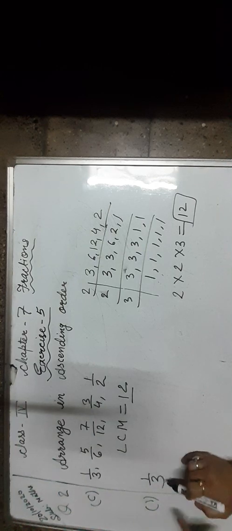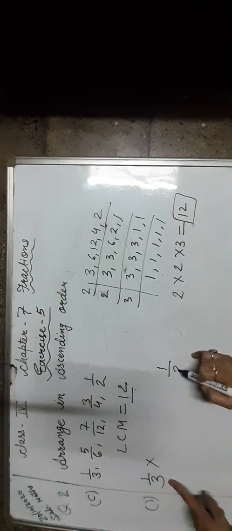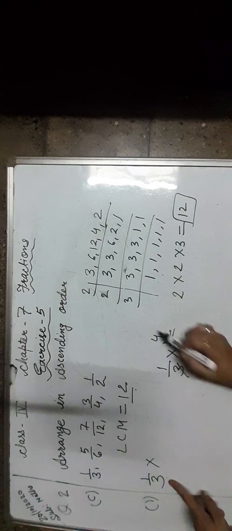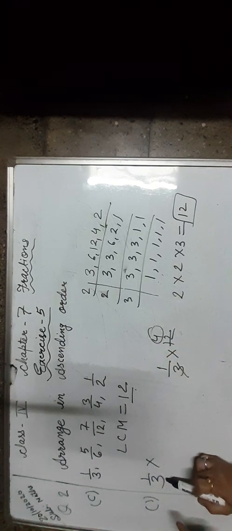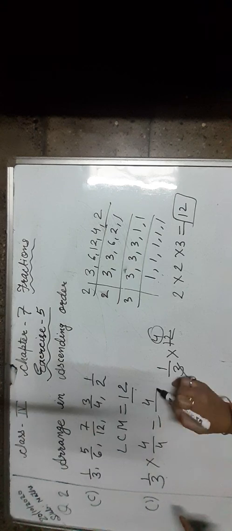Let us take first fraction, that is 1 upon 3. So how much multiply in 3 to get 12? Let us see. 1 upon 3 into 12. 3 4s are 12. So we have to multiply both numerator and the denominator by 4. And we'll get 4 ones are 4 and 4 threes are 12. And we'll get 4 upon 12.